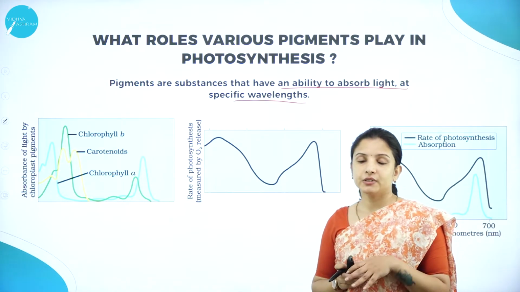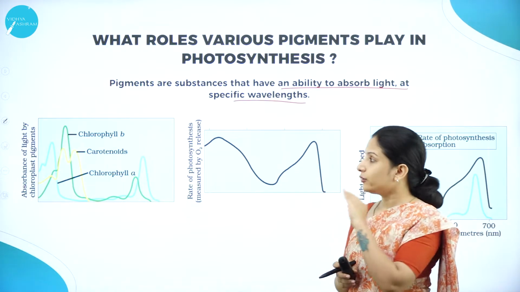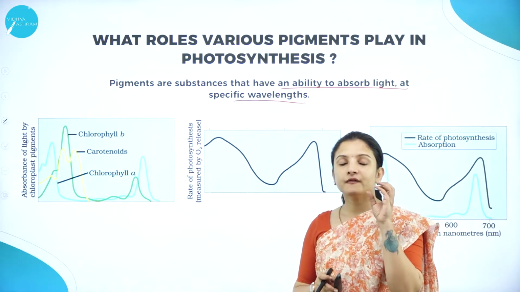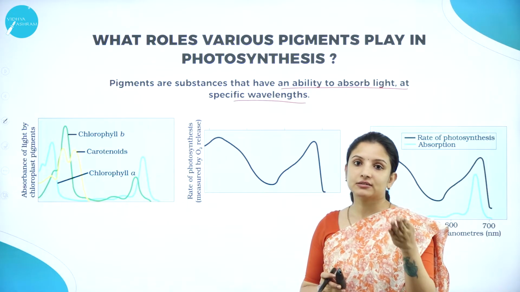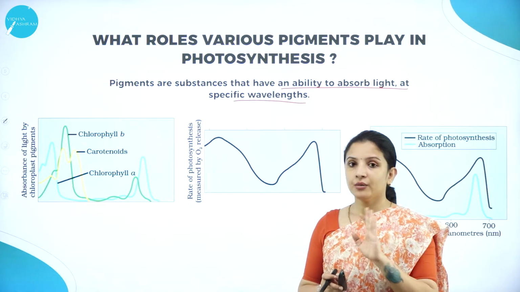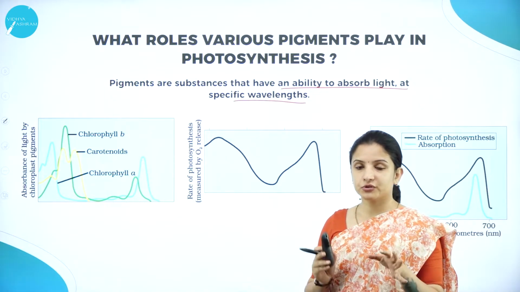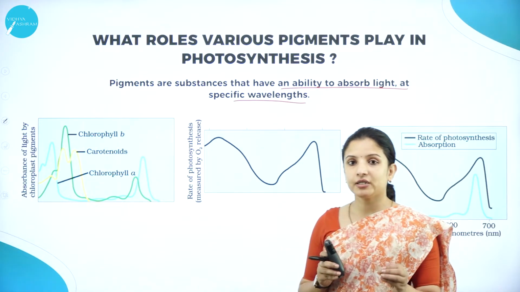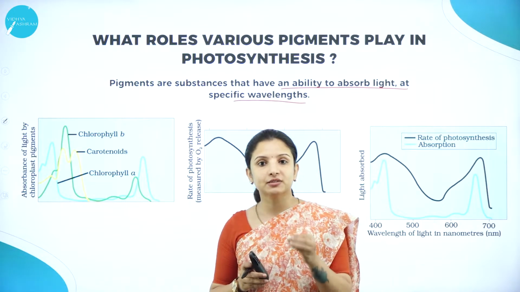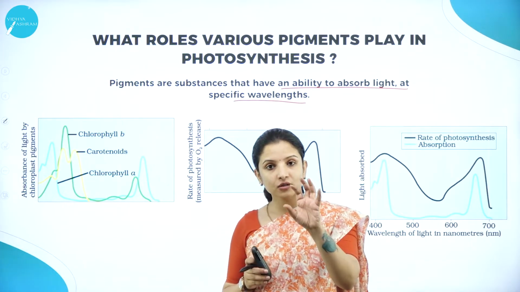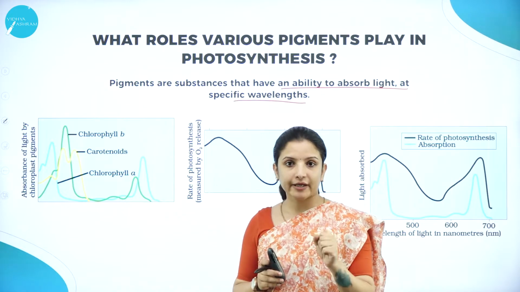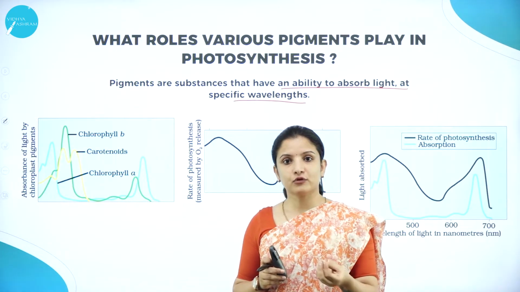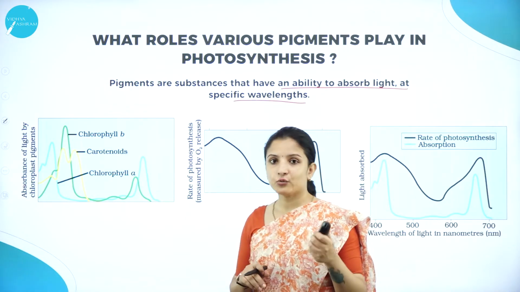Say, for example, if chlorophyll A has to absorb light, the light should be of a specific wavelength, for example, 680 to 700. Beyond that wavelength, it will not absorb. So pigments are those substances that have the ability to absorb light of a specific wavelength. Based on this ability, they participate in the process of photosynthesis. How is that? We shall study.